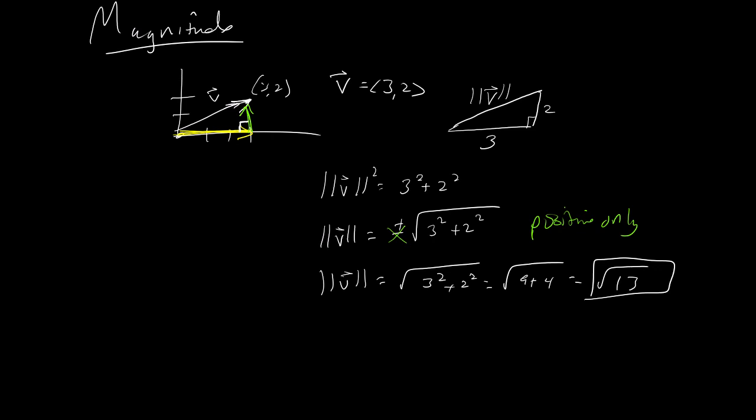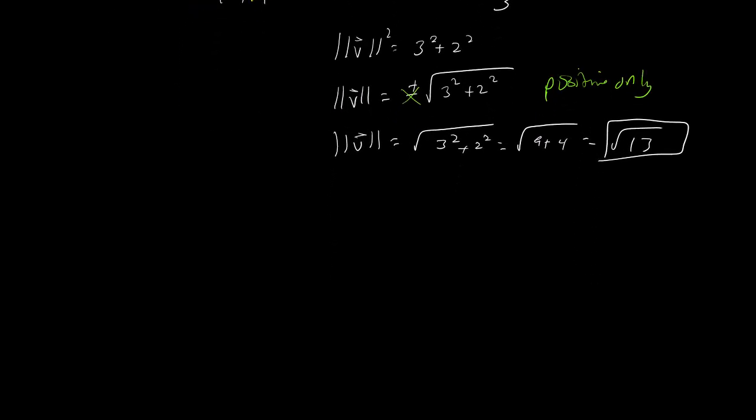Now let's generalize that. Suppose I have two points in space, P and Q, where P is the point (P1, P2) and Q is the point (Q1, Q2). Let's see if we can calculate that magnitude. So let's draw in our x component and y component.